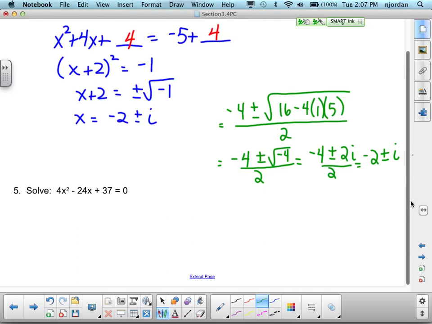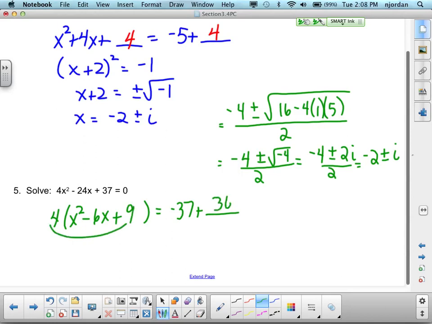All right, because these numbers are rather large, I'll complete the square. Okay, so half of 6 is 3. 3 squared is going to give us 9. Make sure we're adding 36 to that side. Okay, so we've got 4 times x minus 3, that quantity squared, is going to equal, oh, again, -1.